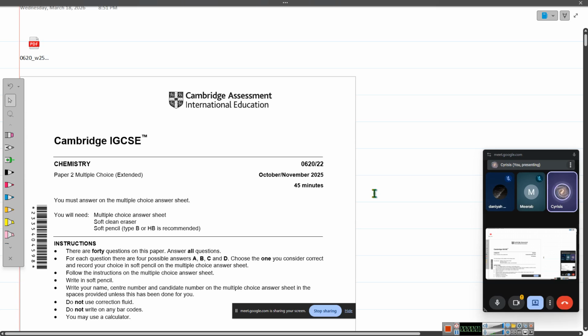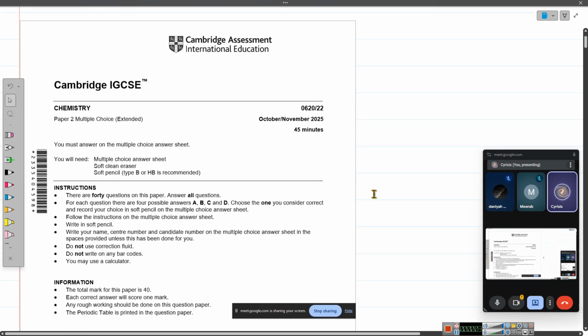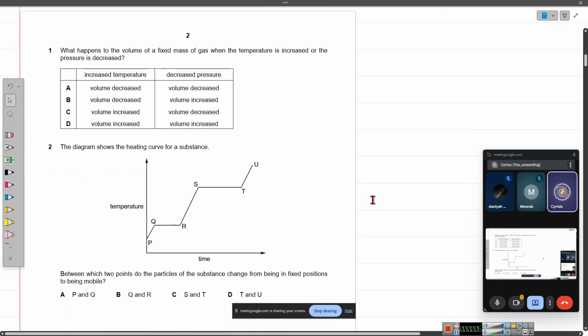So this is the 2025 paper, October, November. This is version 2 and 2. We're going to start with the paper, right?